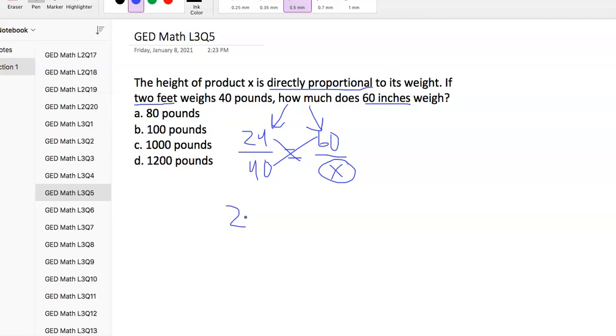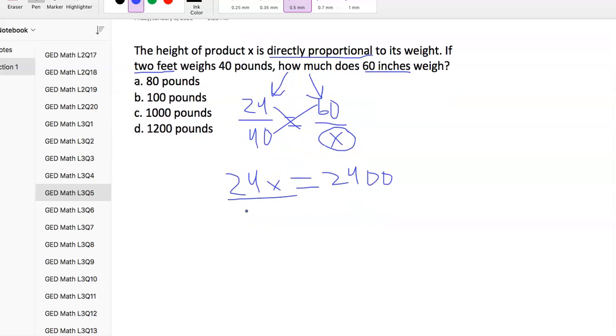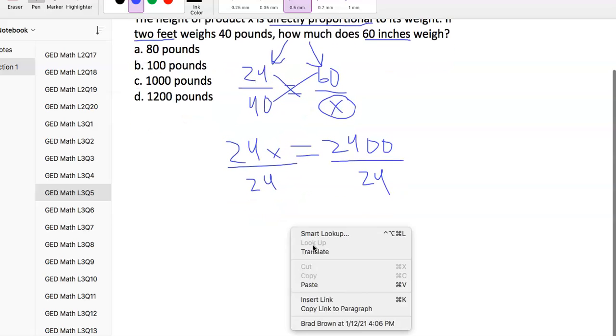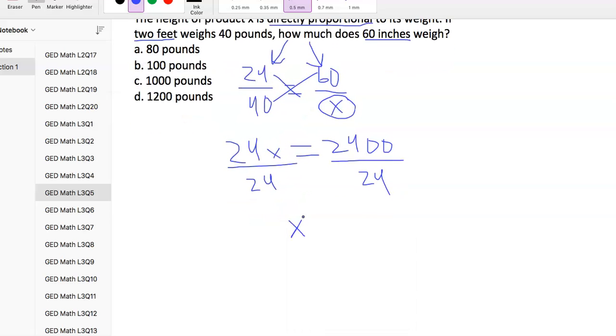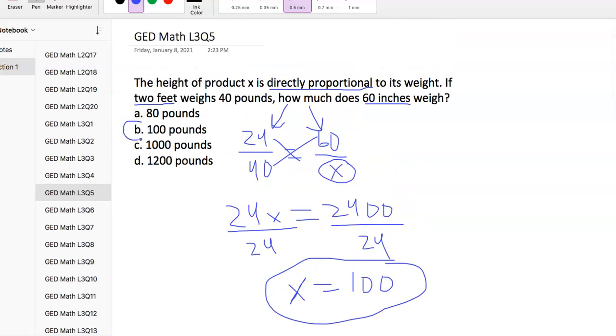Right, 24 times X, that's 24X. 60 times 40 is 2400. Okay, and then if we just want to divide by 24, just to get X by itself, same thing here. And if we do that, 2400 divided by 24 is 100. Okay, so that means this is going to be 100 pounds. Answer choice B is what we want.